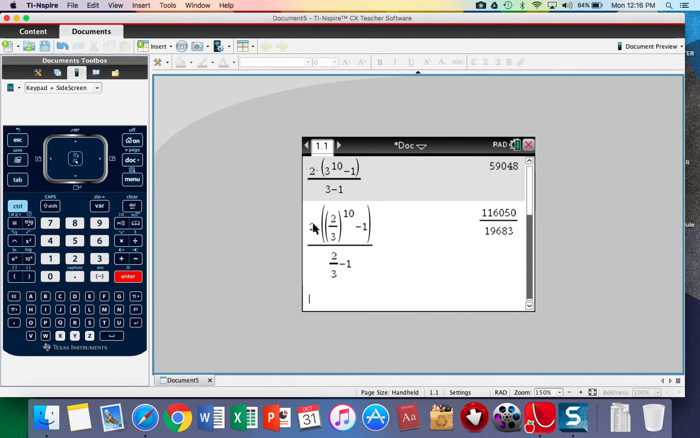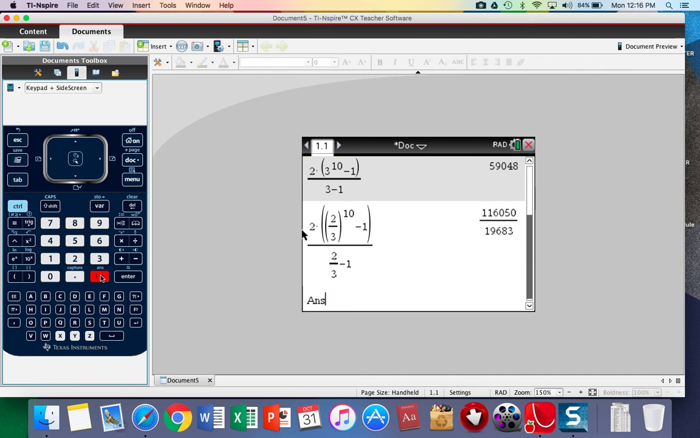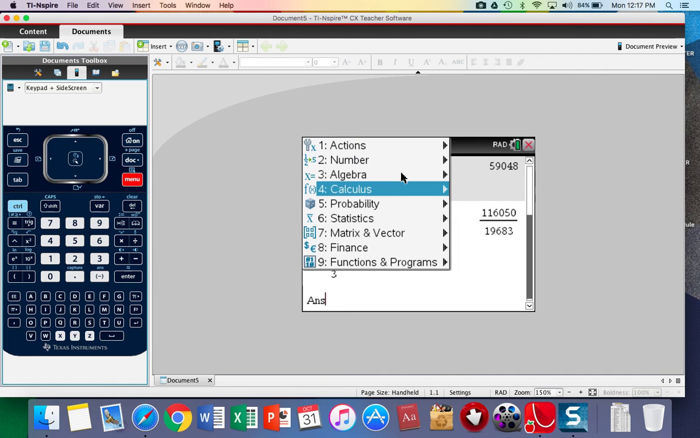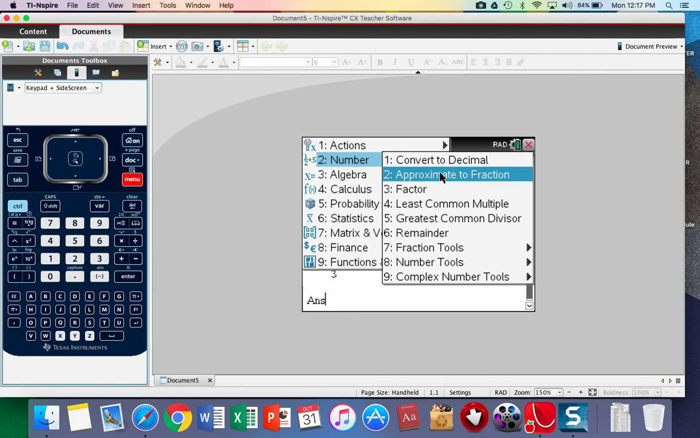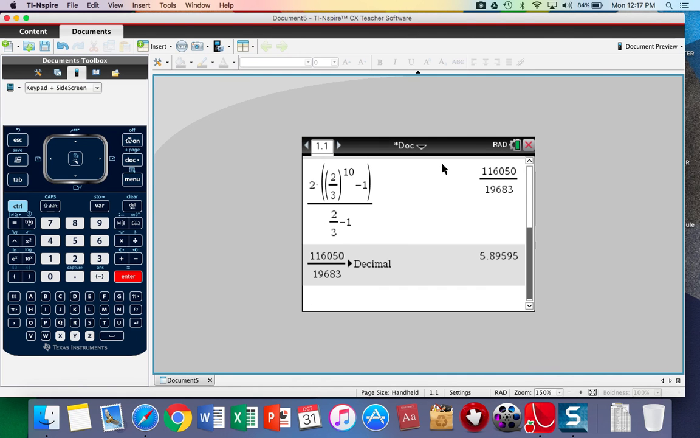Now you can convert this into decimal. I hope you know how to do that. So let us see. What I do is control, answer, and then I'll write menu, convert to decimal. So you get the answer, 5.89595. This is how you type it.